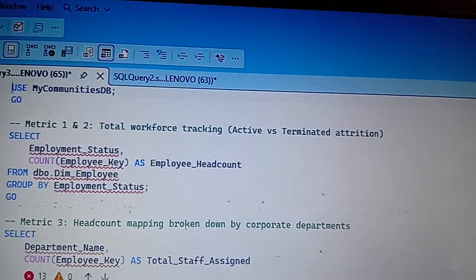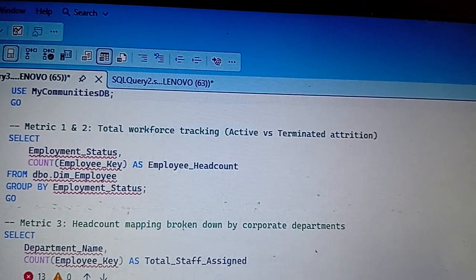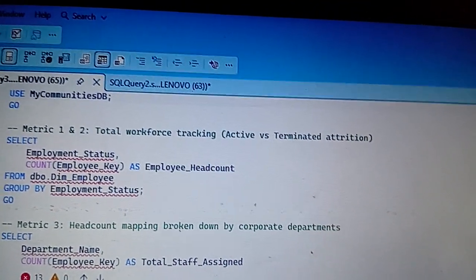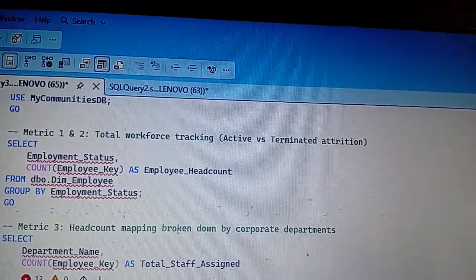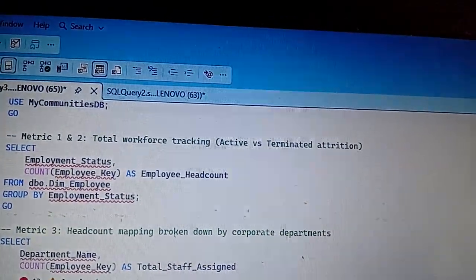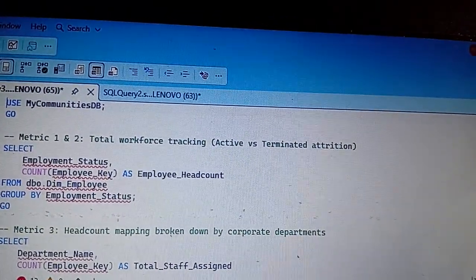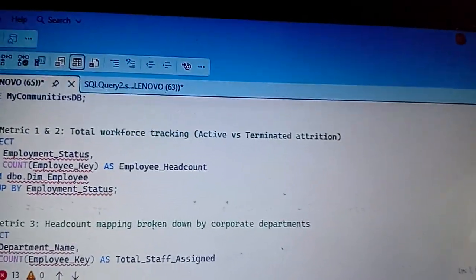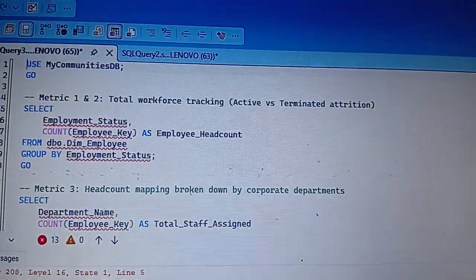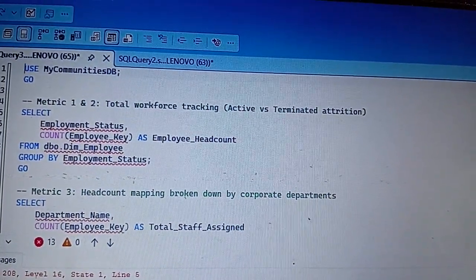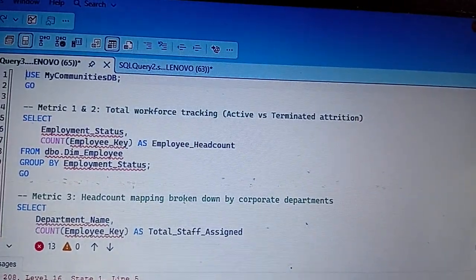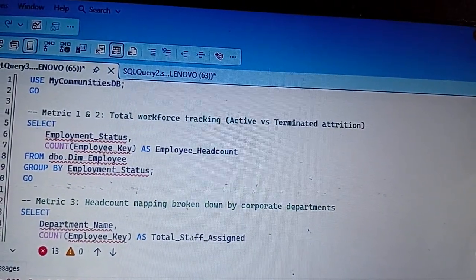By executing these relational joins and utilizing mathematical functions like COUNT and AVG, an HR director can instantly see exactly which departments are over or understaffed and view precise organizational turnover trends in real time.